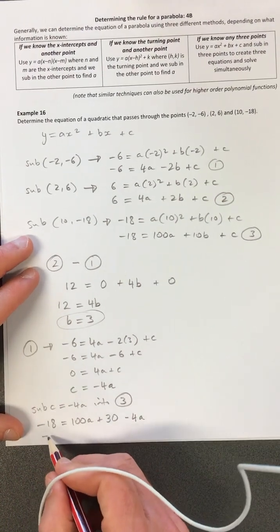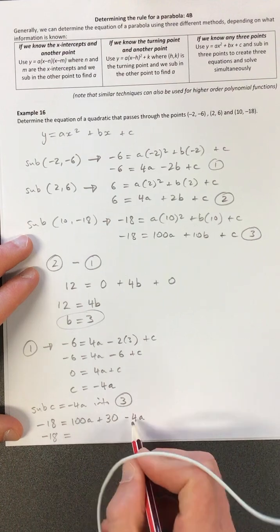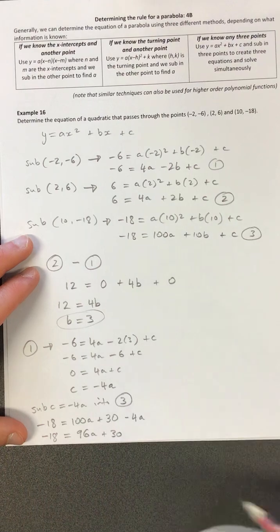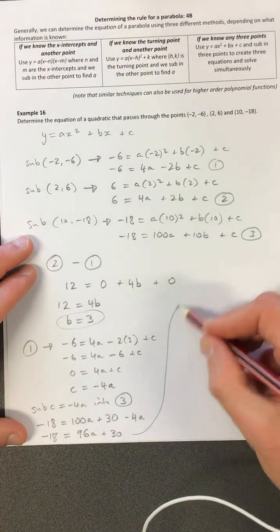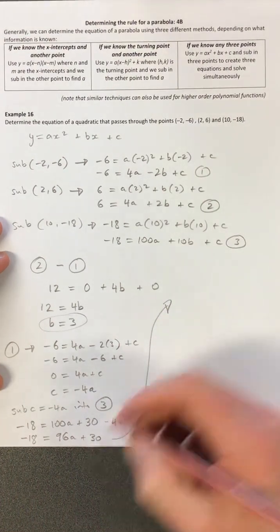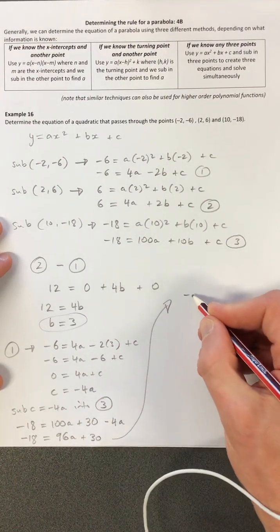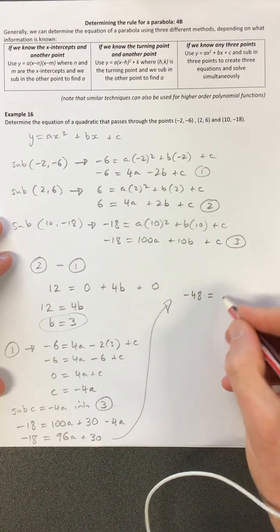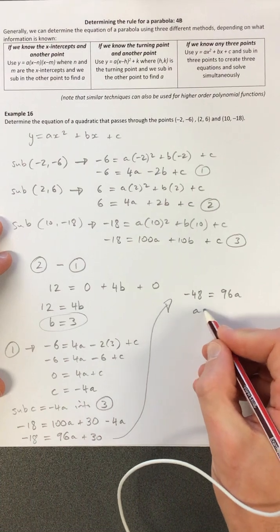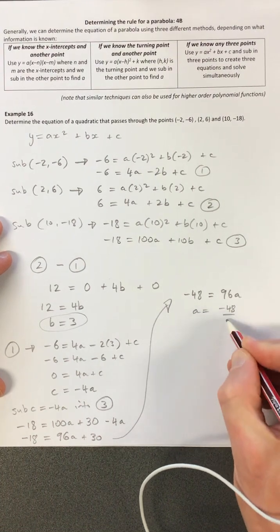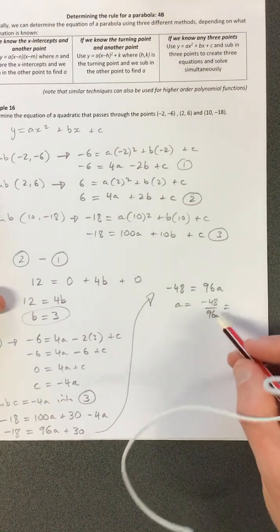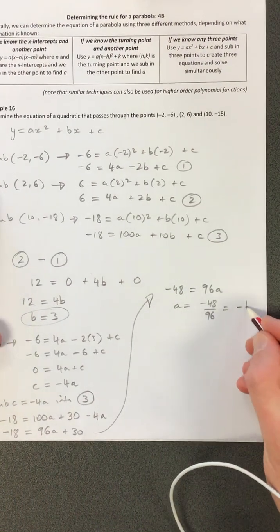So negative 18 equals, well, we've got 100A take away 4A, so 96A plus 30. Need a bit more space here. Take away 30 from both sides, we're going to have negative 48 equals 96A. Divide both sides by 96, we're going to get A equals negative 48 on 96. Like I said, don't know why I picked the equation with the biggest numbers, but we'll get there. 48 is actually half of 96, so this is just a half.